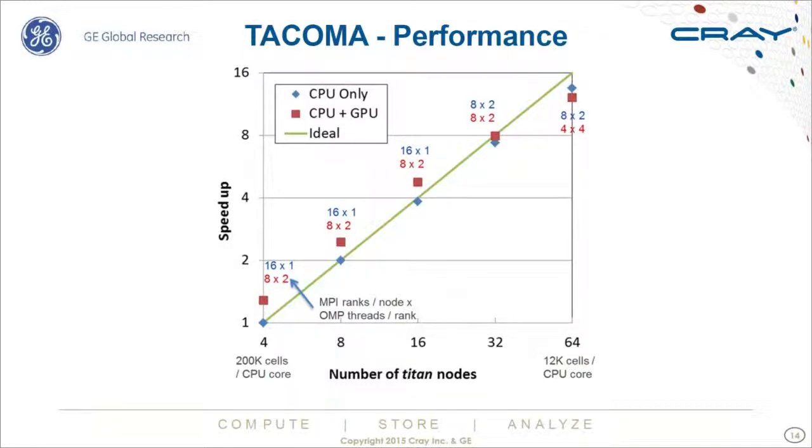And in particular, you can see on the bottom left that those 2 data points would have, say, 200,000 cells per CPU core. But as you move over to 64 nodes as opposed to 4 nodes, you only have 12,000 cells per CPU core. And this isn't enough work to keep this running efficiently. And you can see that at that point, we actually have lower performance than the CPU only.